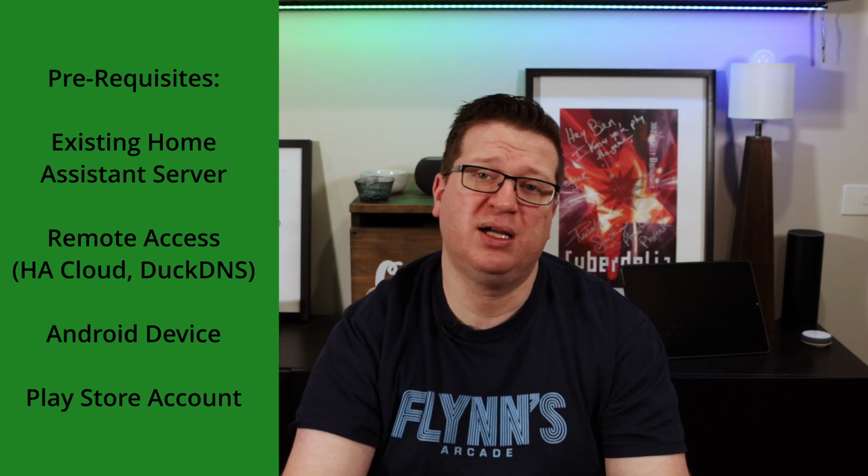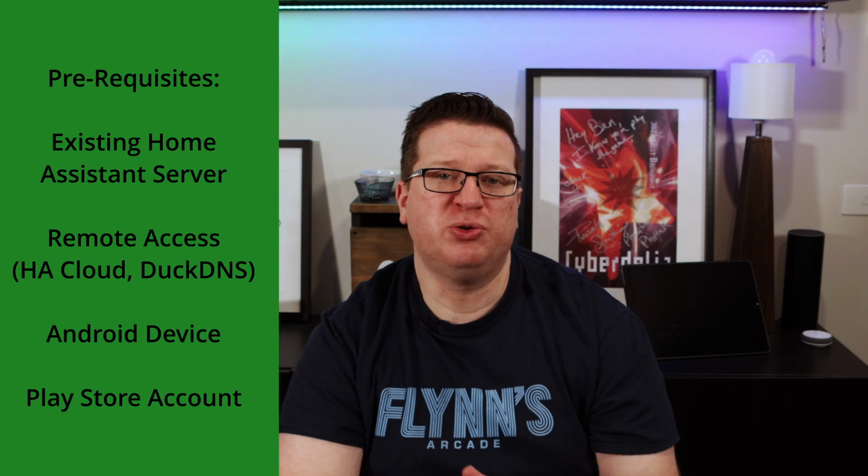So before we get into the companion app, we're going to need to have met some prerequisites. You need to have already set up a Home Assistant server, and this can be on a Raspberry Pi, an old computer, or even inside of a Docker container if you have a NAS that supports that. If you haven't already set up a Home Assistant server, you should probably go back to this video that I'll link in the top right, and follow the instructions there.